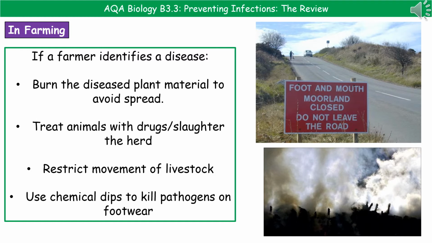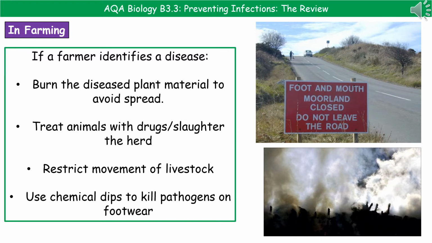If we've got animals with a certain disease, then we could either treat them with drugs if there are drugs available. Otherwise, as we saw with the foot and mouth outbreak a few years ago, there's a mass slaughter of the herd. We can restrict the movement of livestock in order to prevent things spreading from one region to another. And when we're looking at entering any of these areas, we can use chemical dips that will kill any pathogens on footwear.